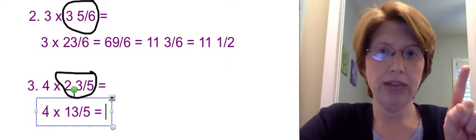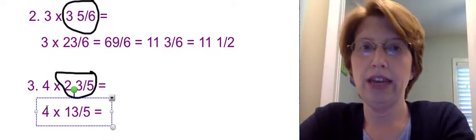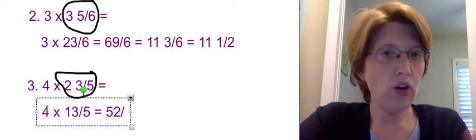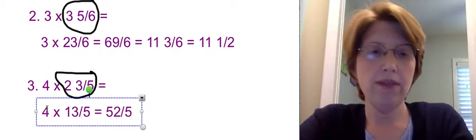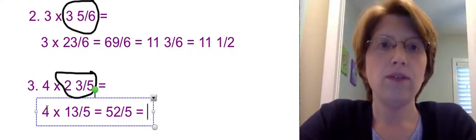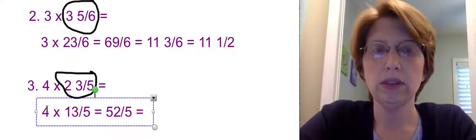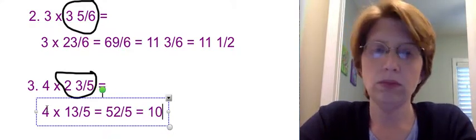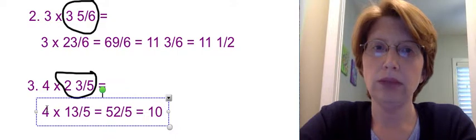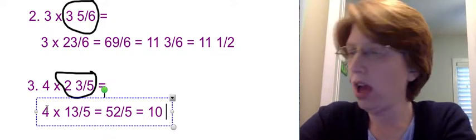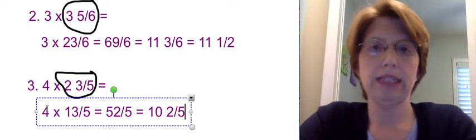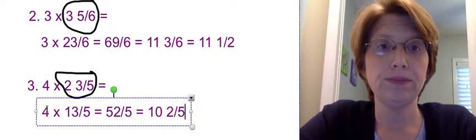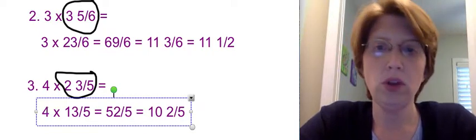Work that out in your head. Did you get 52? Slide over the denominator, which is 5. 5 goes into 52 10 times with a remainder of 2/5. Can 10 2/5 be reduced? Nope.